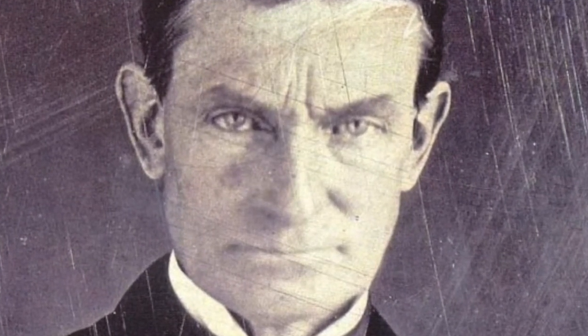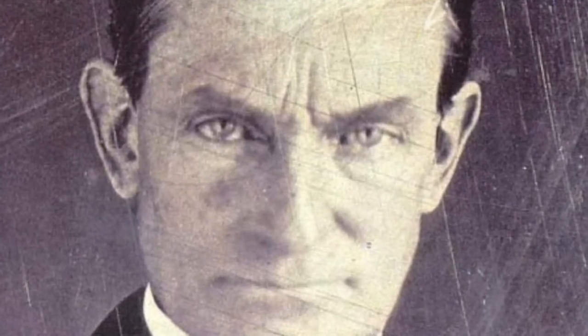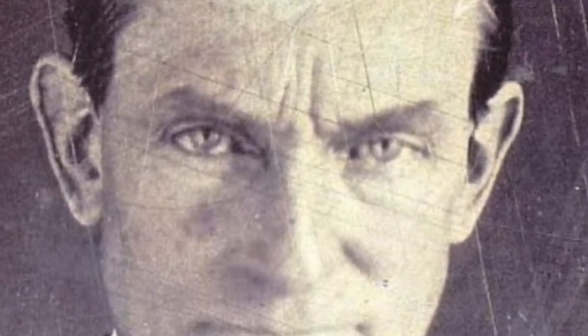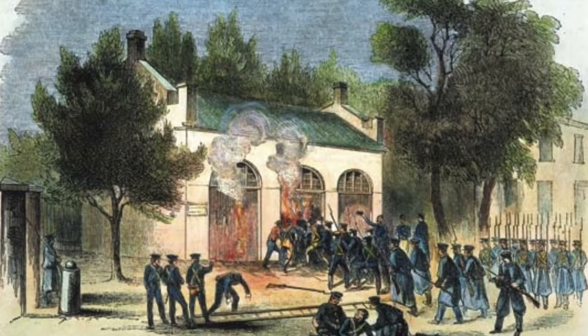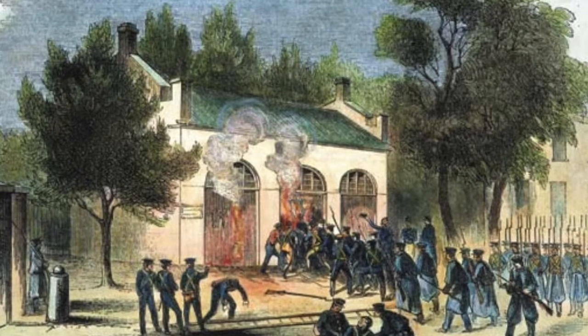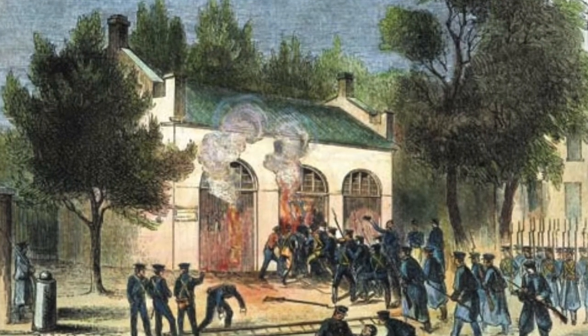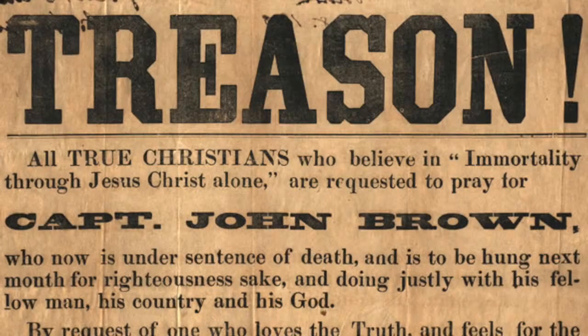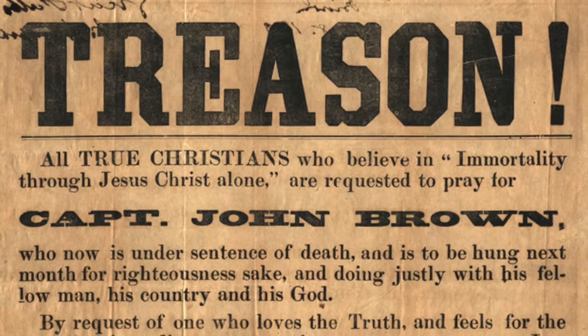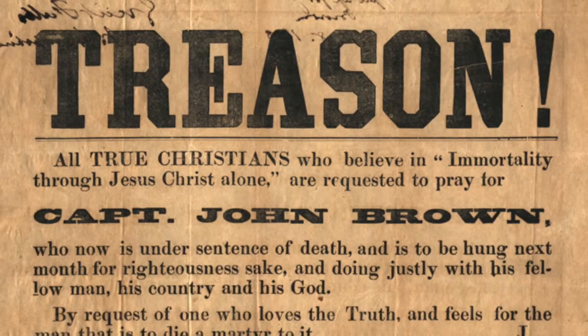There was one man who did not stop after Bleeding Kansas. John Brown made it his life's mission to punish those who supported slavery. In 1859, at Harper's Ferry, Virginia, Brown and his men overtook a U.S. arsenal to give weapons to slaves. His plan failed. He was captured and executed for treason.